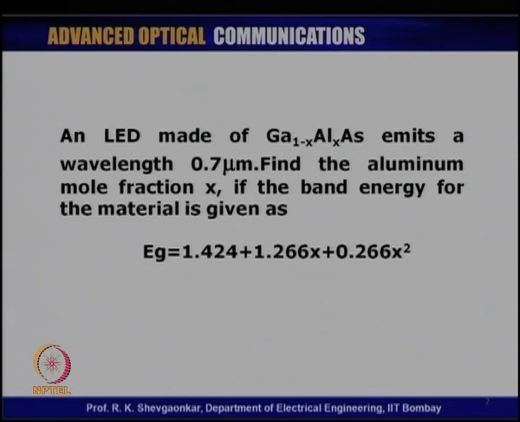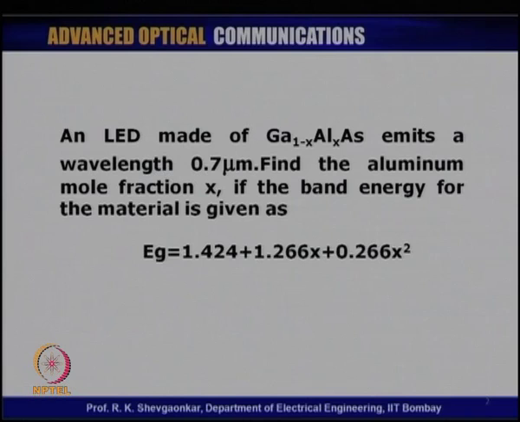The problem says that this material, gallium 1 minus x, aluminum x, arsenic, emits a wavelength of 0.7 micrometer. Find the aluminum mole fraction x if the band gap energy for the material is given as 1.424 plus 1.266 x plus 0.266 x square. So, this problem is a very simple problem.